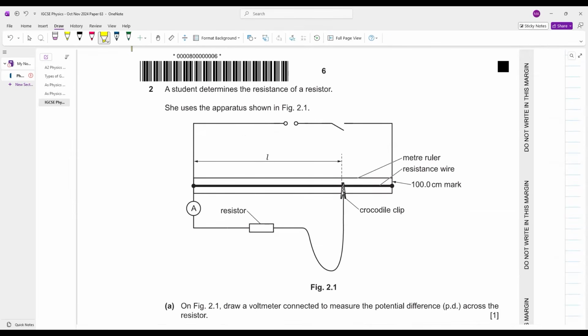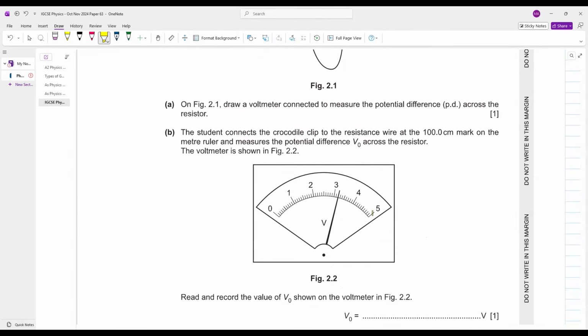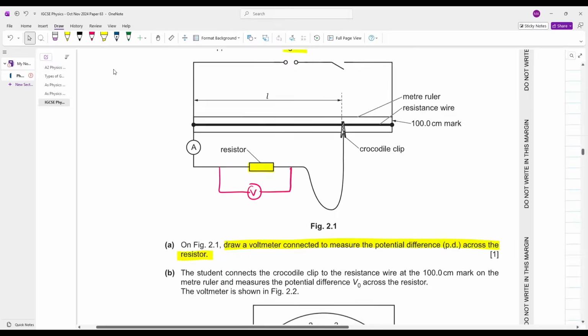A student determines the resistance of a resistor. अच्छा जी आप resistance of a resistor determine करो. She uses the apparatus shown in figure 2.1. अच्छा जी apparatus in figure 2.1 use हो रहा है. On figure 2.1, draw a voltmeter connected to measure the potential difference across the resistor. You have to connect a voltmeter to measure the potential difference across the resistor. ये आ गया आपका potential difference across the resistor.